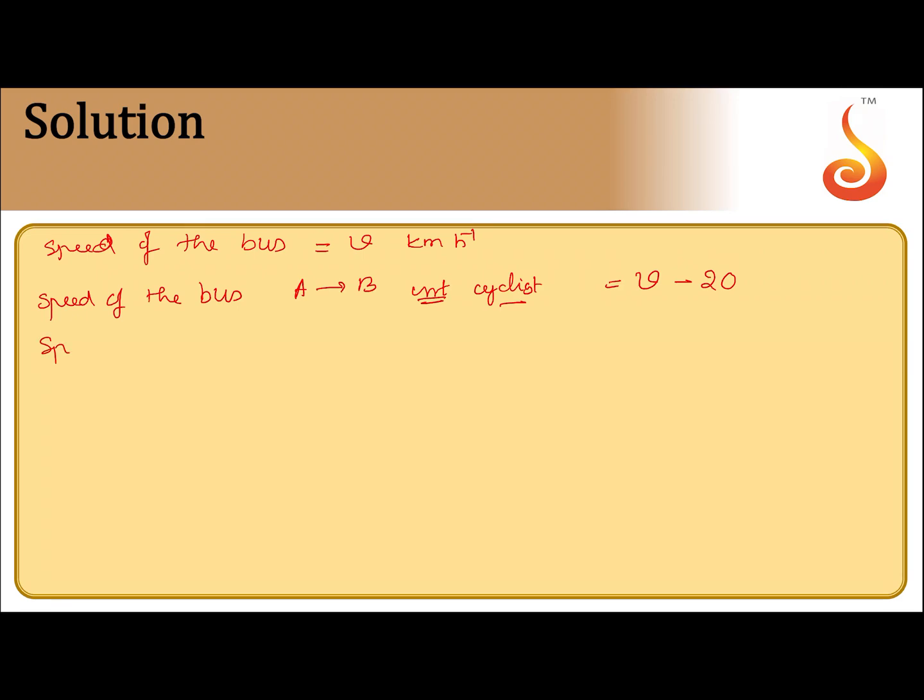Now, the speed of the bus going from B to A with respect to the cyclist is v minus of minus 20, that is nothing but v plus 20. So, this is the speed of the bus with respect to the cyclist.